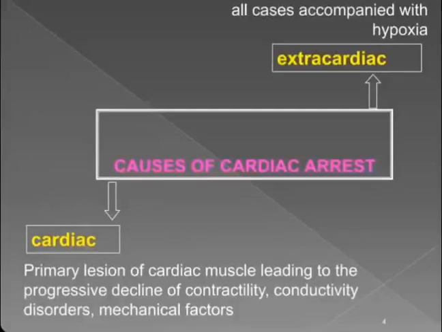In cardiac, there will be the primary lesion of the cardiac muscle leading to the progressive decline of the contractility, conductivity disorder and the mechanical factors. In case of the extracardiac, all cases are accompanied with hypoxia.